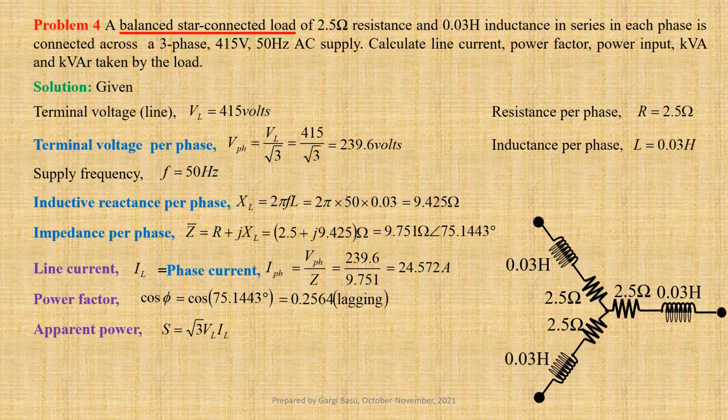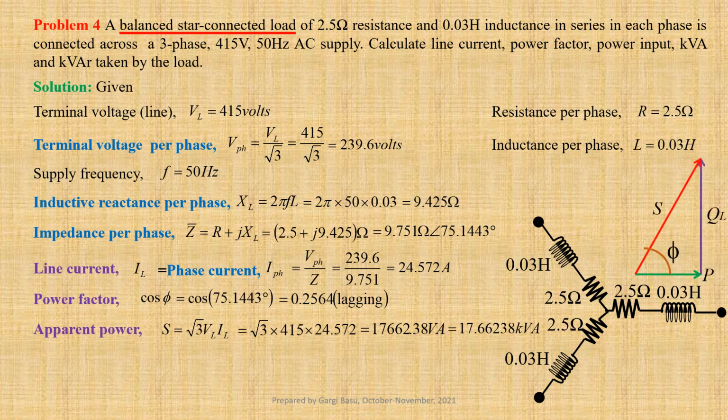For three-phase balanced load, apparent power S equals root 3 times VL into IL. Using values we get root 3 into 415 into 24.572, that gives us 17,662.38 volt ampere or 17.66238 kilovolt ampere. Let us draw the power triangle for inductive load.